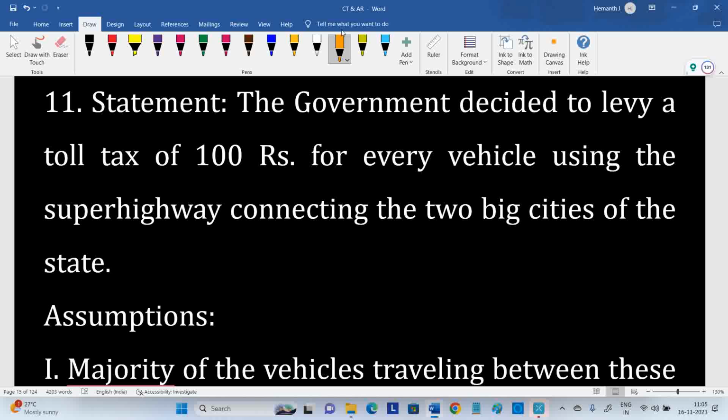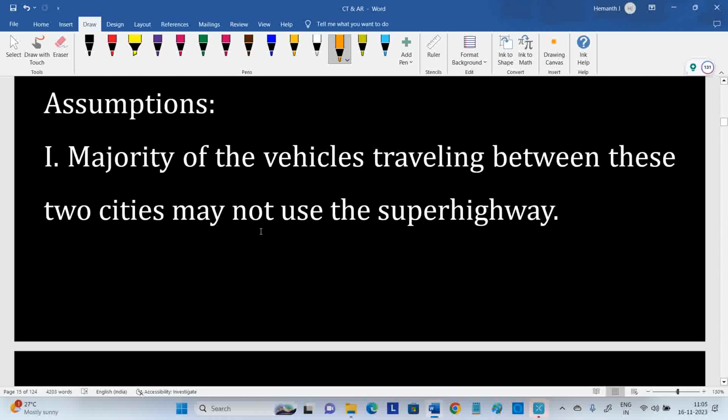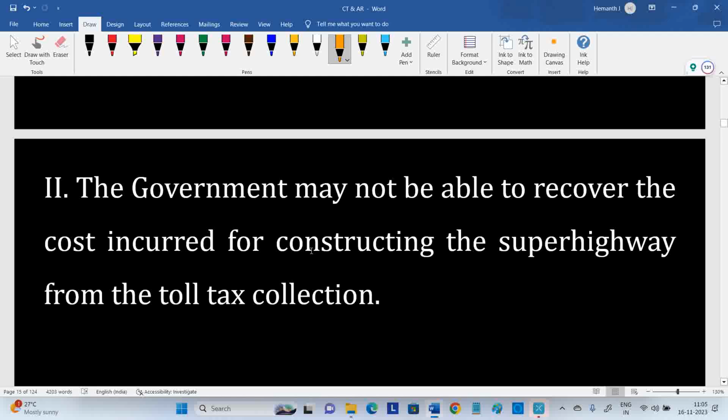Now here, what is the assumption one? Majority of the vehicles traveling between the cities do not use the superhighway. This is negative. And I already said one more point: assumptions are always positive, a way of thinking positively. So while giving that statement, people don't use the highway is a wrong assumption. Positive response is what assumptions are all about. People not using the superhighway to go to the cities is a wrong assumption. Government may not be able to recover the cost is wrong.